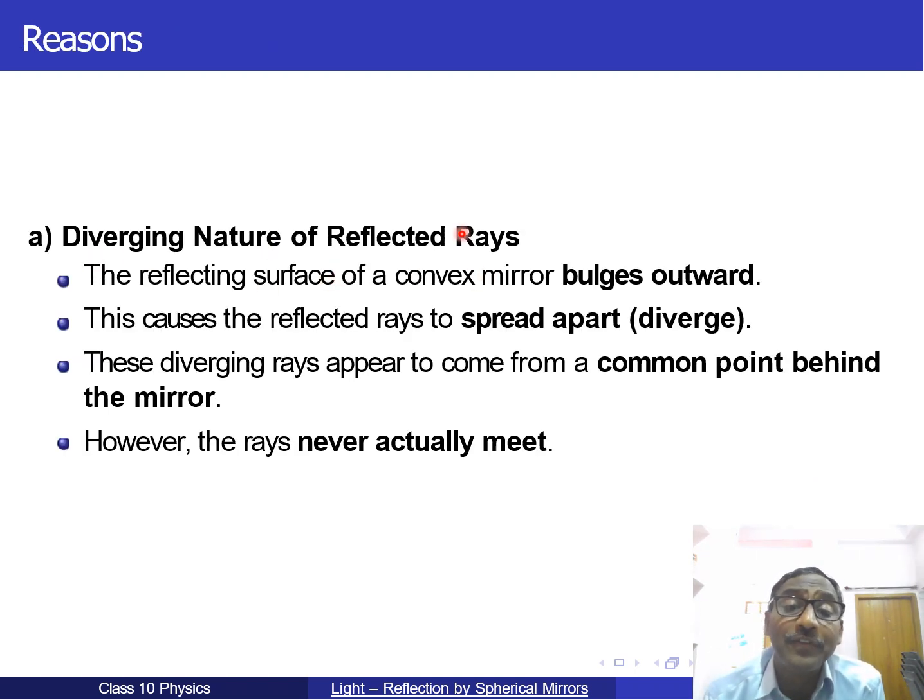Diverging nature of reflected rays. The reflecting surface of a convex mirror bulges outward. This causes the reflected rays to spread apart, that is, diverge. These diverging rays appear to come from a common point behind the mirror. However, the rays never actually meet.